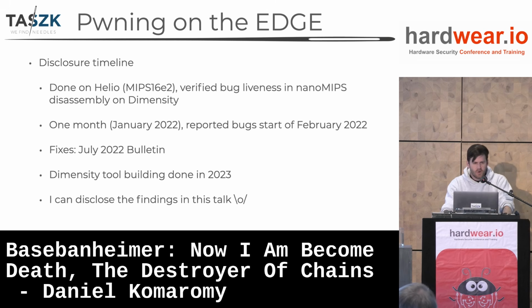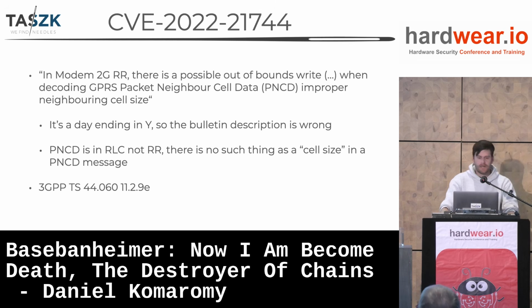So in our case, what we identified is a bug in the GPRS layer 2, which would be radio link control. Here's the timeline of when we did the work. And the important part is, in this case, everything that we found was fixed, and the timelines worked out, and we had no issues with being able to talk about all of them at the conference.